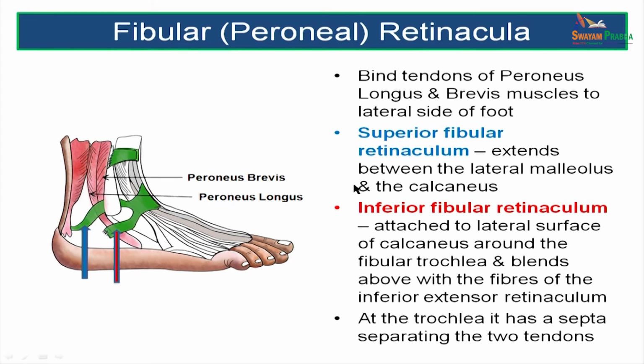The fibular or peroneal retinacula are two in number, the superior fibular retinaculum and the inferior fibular retinaculum, and these keep the tendons of the peroneus brevis and peroneus longus in place as they pass posterior to the lateral malleolus. They are attached from the lateral malleolus to the calcaneus and they keep these tendons in place as they pass to their site of insertion.